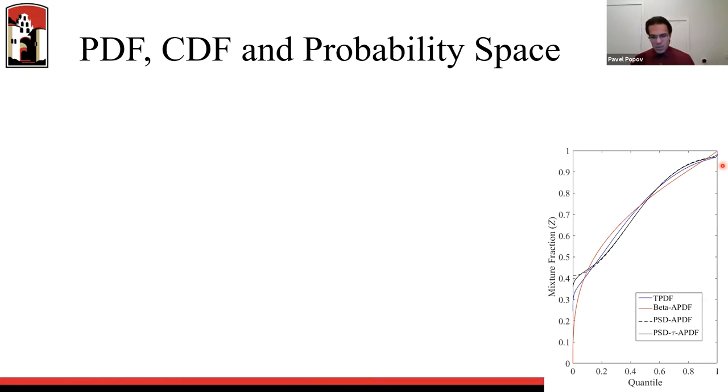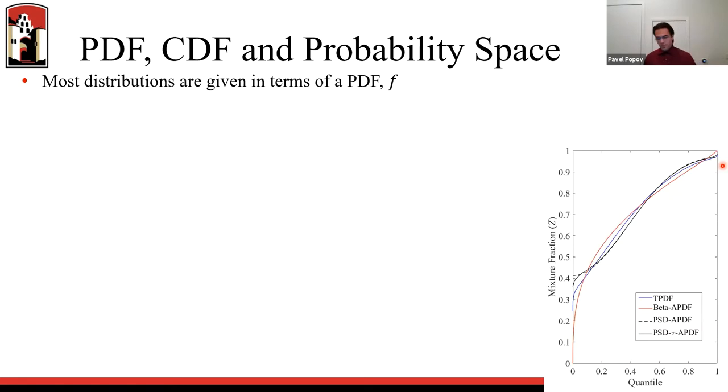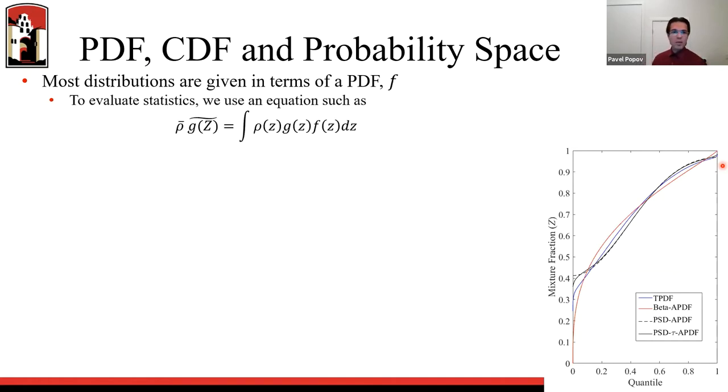Okay, now before I get into describing the actual distributions, I need to give a couple of words about representations of probability distributions. So most distributions that we know, specifically the beta distributions, are given in terms of their probability density function, which is basically a function over the entire sample space that tells us with what probability I can find my random variable at this part of the sample space. So for example, if we have a distribution given in terms of the PDF, if we want to evaluate some sort of statistic, some sort of function of the mixture fraction, then we will take the integral over the entire sample space of rho times that function of Z times the probability density function.